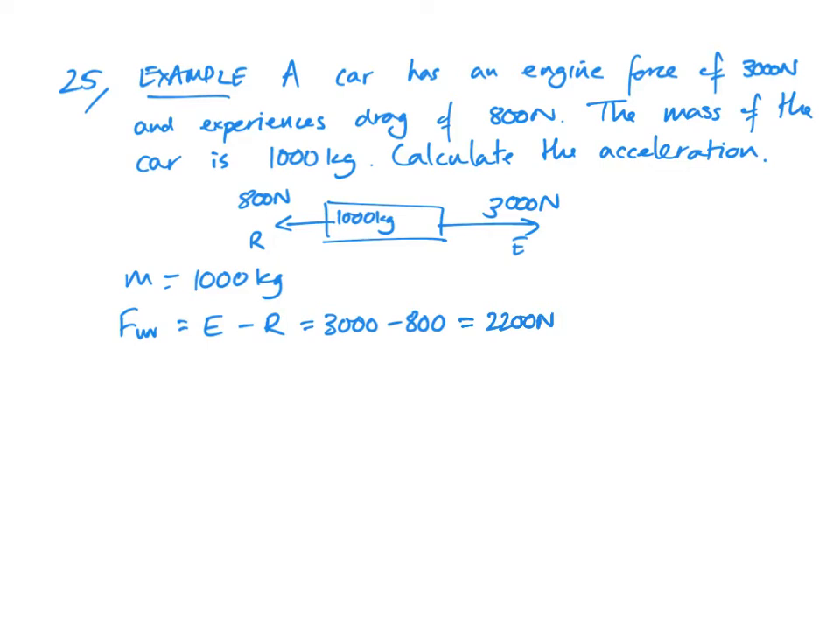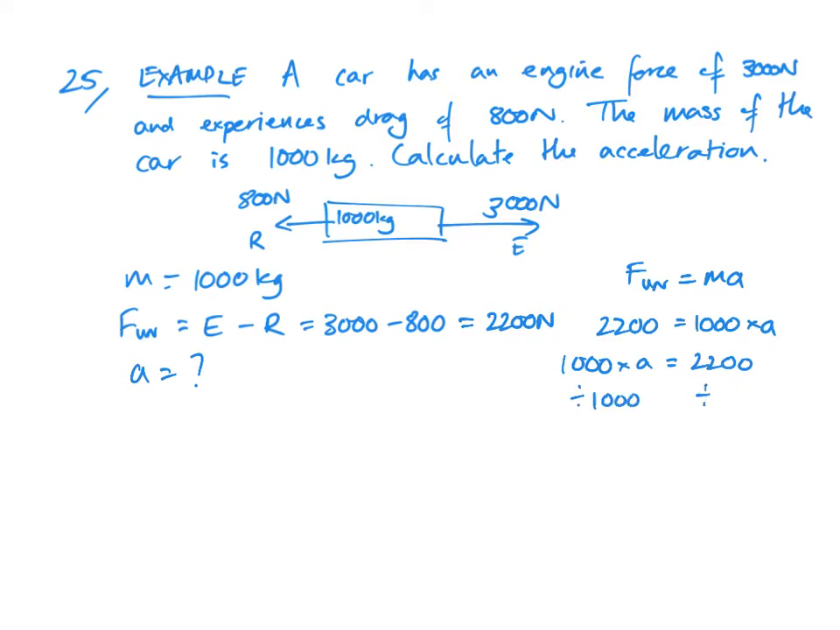So you've got to work out that unbalanced force. And now we can use that to work out the acceleration. So our formula we met yesterday, Fun equals ma. Rearrange. So just swap sides first of all, then divide both sides by 1,000. And we get our final answer.